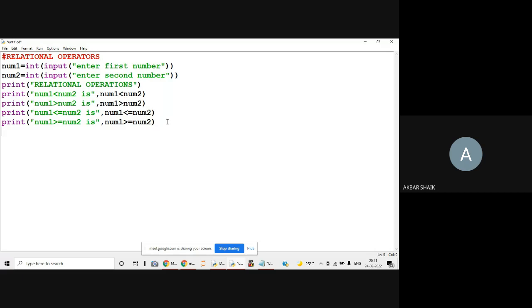Next, number1 is equals to number2. The result here we'll get it. Next, number1 is not equals to number2. So the result we'll get here. Okay.